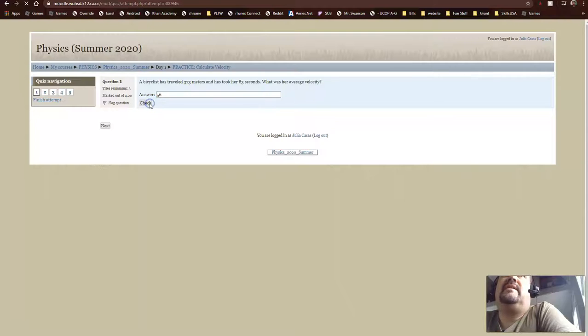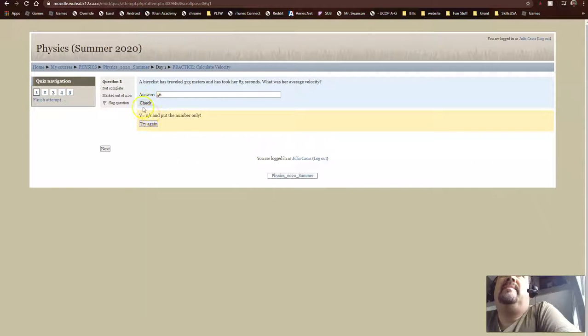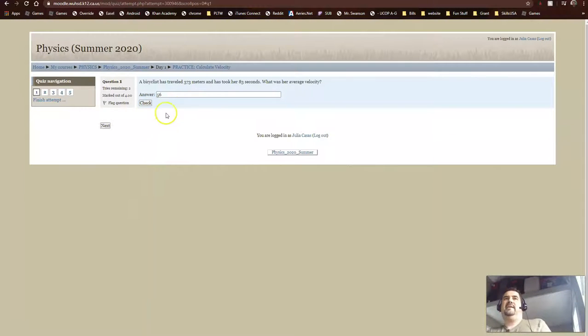56. Check. And I must have gotten it wrong because this would have turned green if I did. V is equal to x divided by t, and put the number only. Okay, so let's try that again. Oh, I can't type in an answer. You see that? I have to click try again. Now it's going to give me partial credit if I get this right.